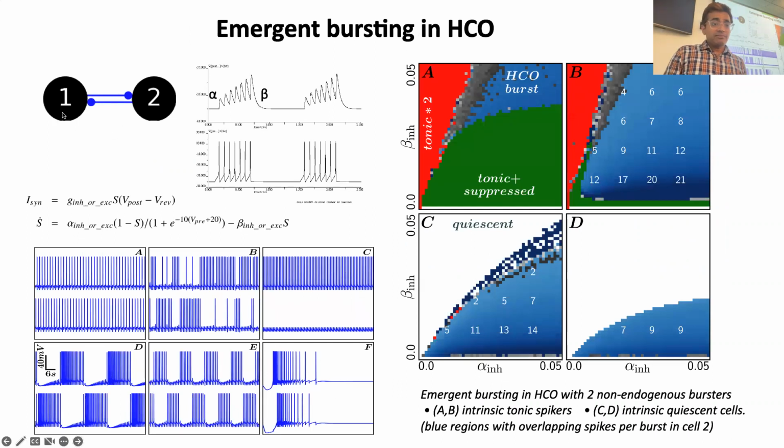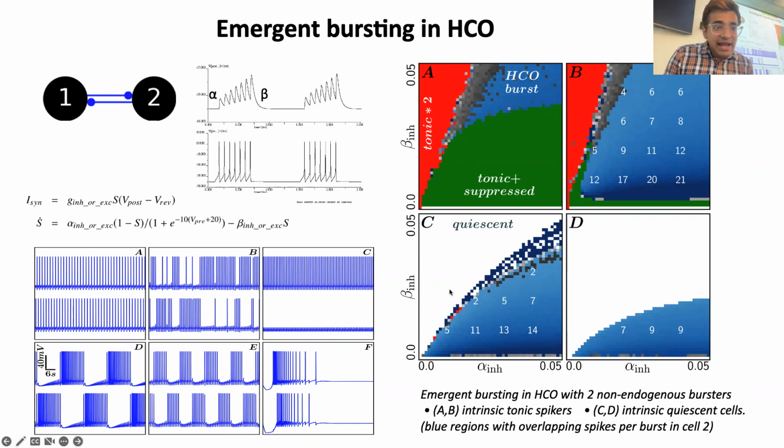And here we are looking at these two cells and how bursting emerges in this half-center oscillator. As you vary the parameters, alpha and beta are the parameters controlling the slow synaptic dynamics for the mutual inhibition. Increasing alpha implies a stronger synapse. Beta is the rate of removal of the neurotransmitter, so increasing beta implies a weaker synapse.